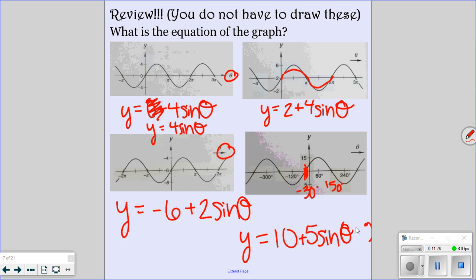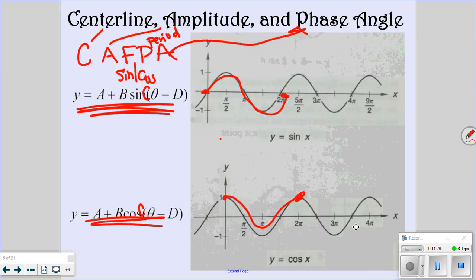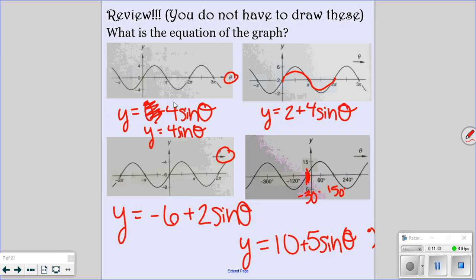Now if you go back to the formula real quick, it's always theta minus the phase angle. So we're going to have theta minus a negative 30. So it's really theta plus 30. It's always the opposite of what you would think it would be. So that's a quick review over those sinusoids. The book has a couple more examples of review questions on page 38, in case you've forgotten a lot more of that than you realized.